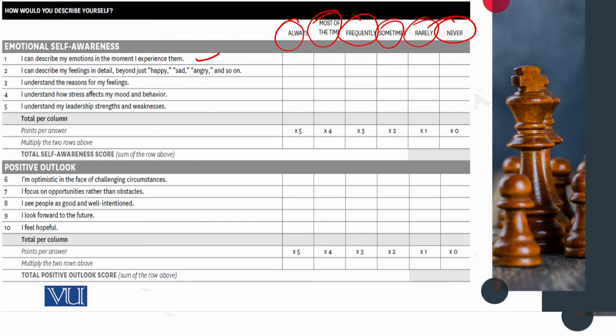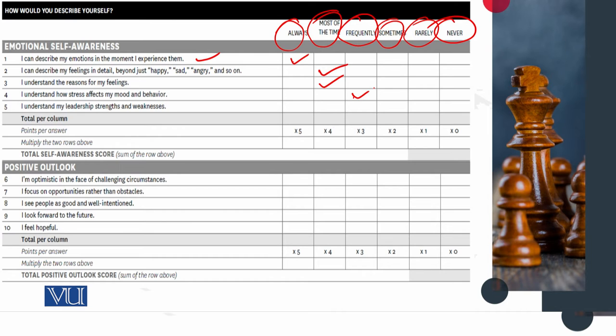For example, main phir se pehla point pad raha hu ke I can describe my emotions in the moment I experience them. To kya aap apne jazbaat ka izhar saath-saath kar sakte ho jo jo aap unko witness karte ho. So it can be always, it can be most of the time. So suppose you say it is always, so I have put a tick on always. The second is, I can describe my feelings in detail beyond just happy, sad, angry and so on. Supposedly if I say it is most of the time. The third is, I understand the reasons for my feelings. Supposedly I say most of the time. I understand how stress affects my mood and behavior. Supposedly, I say that it is frequently.